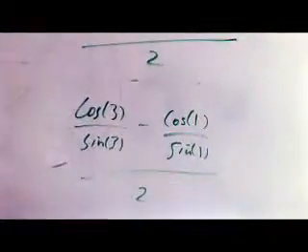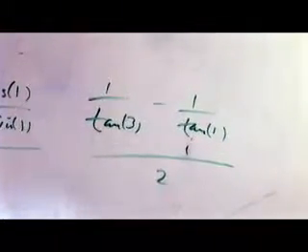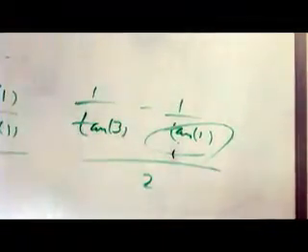There's another way you can do that. This is the same as 1 over tangent 3 minus 1 over tangent 1, divided by 2. You can punch this into your calculator. This is all there was to that. Tangent of 1 is what? This is pi over 4. It would be good if you knew that, but it's okay if you don't.